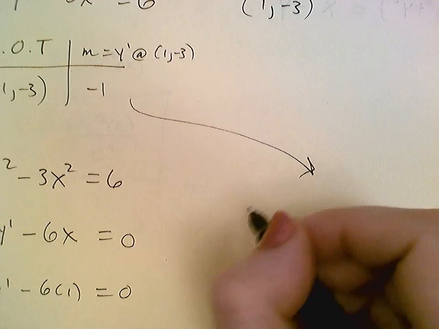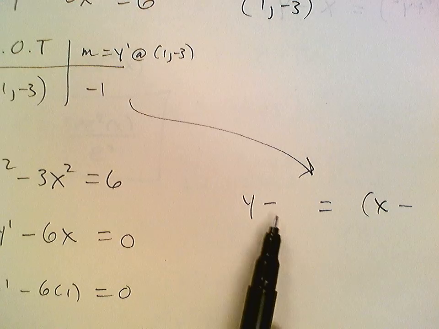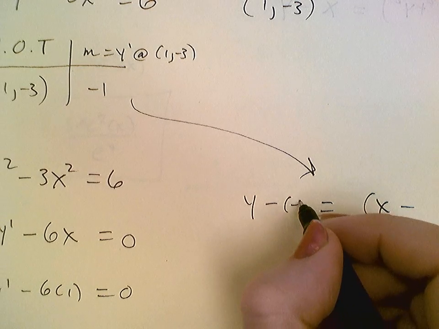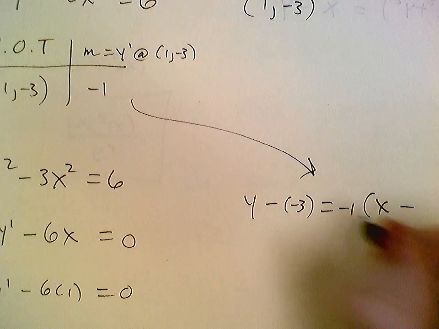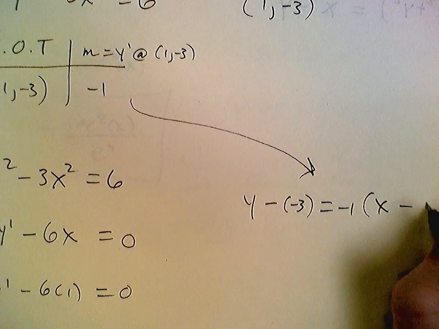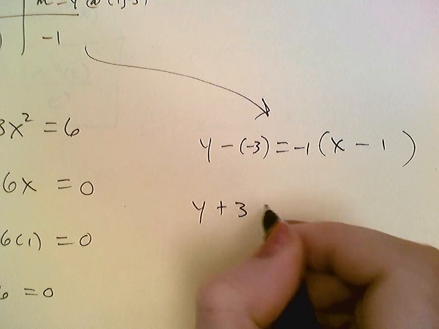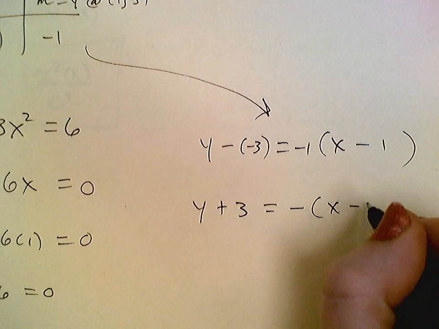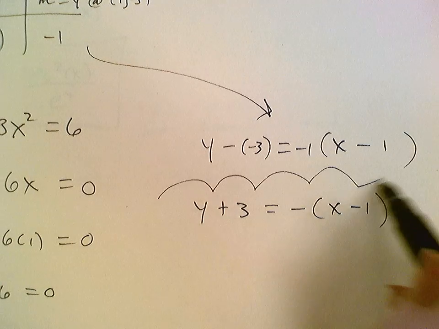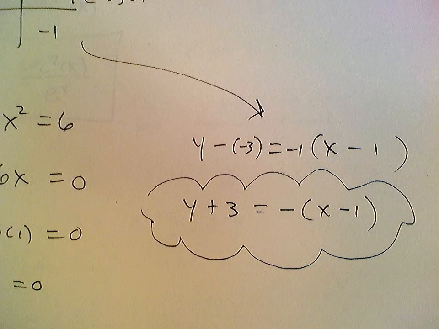And then you plug into the point slope formula. So in for y1 goes -3. In for the slope goes -1. And then 1 goes in there. And this is y plus 3 equals negative (x minus 1). And you could just leave it like that. If they ask you to graph it, then you'd want to solve for y, but you could just leave it like that.